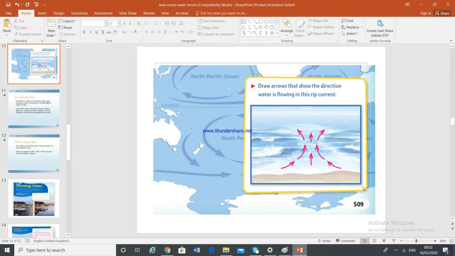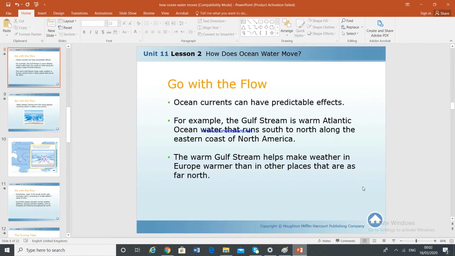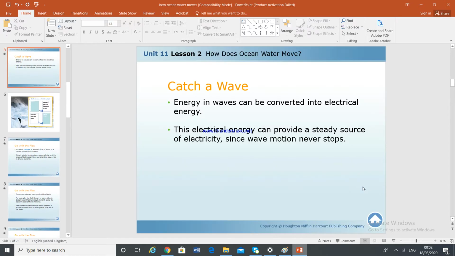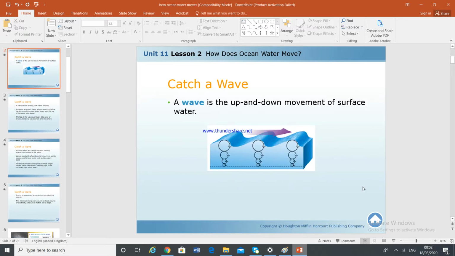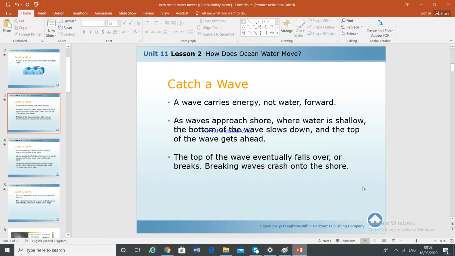One by one, the first thing is about waves. What is a wave? A wave is the up and down movement of the surface water. Okay, this was the first point to remember in this lesson. Second thing, a wave carries energy. Remember that, not water. It doesn't carry water. You remember that car I've drawn on the board? I told you waves carry energy, not water.